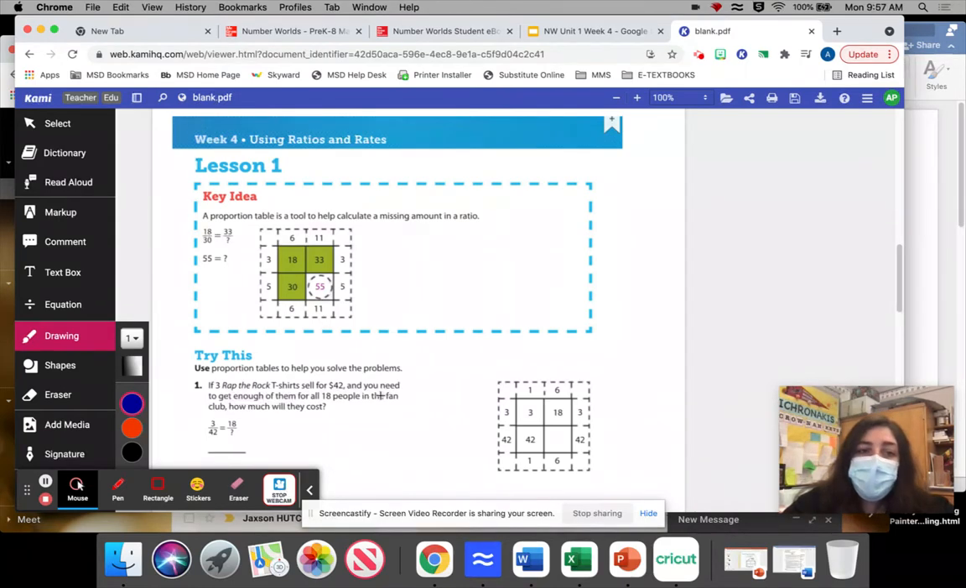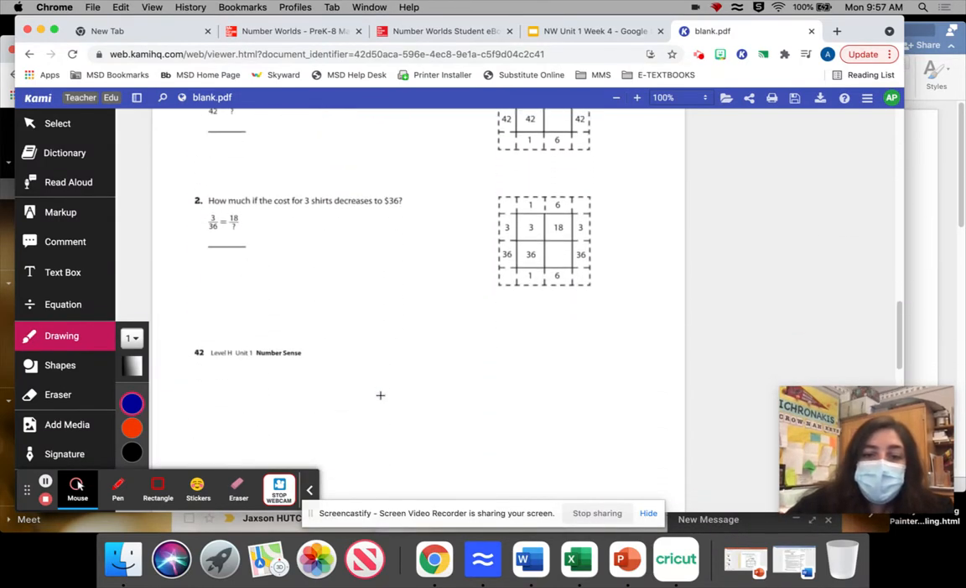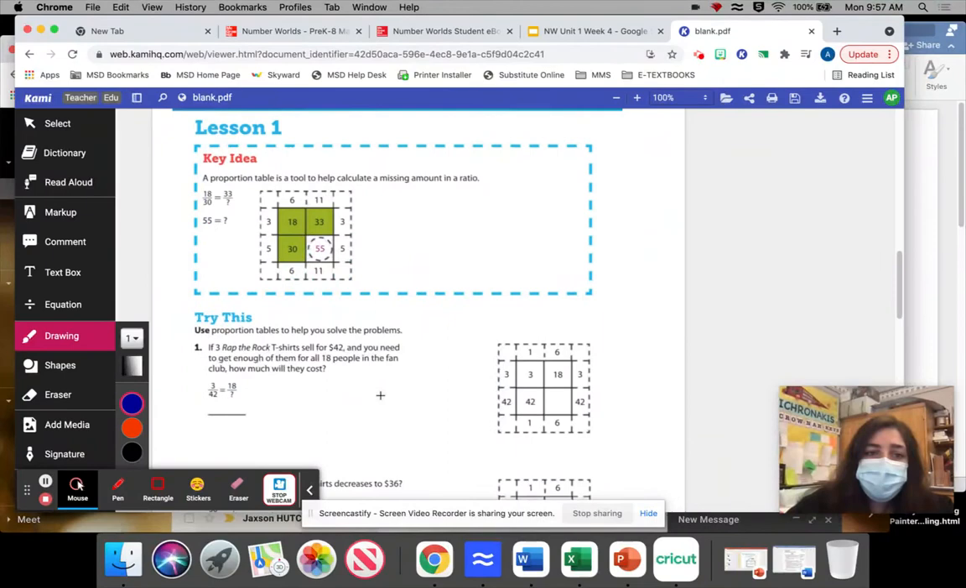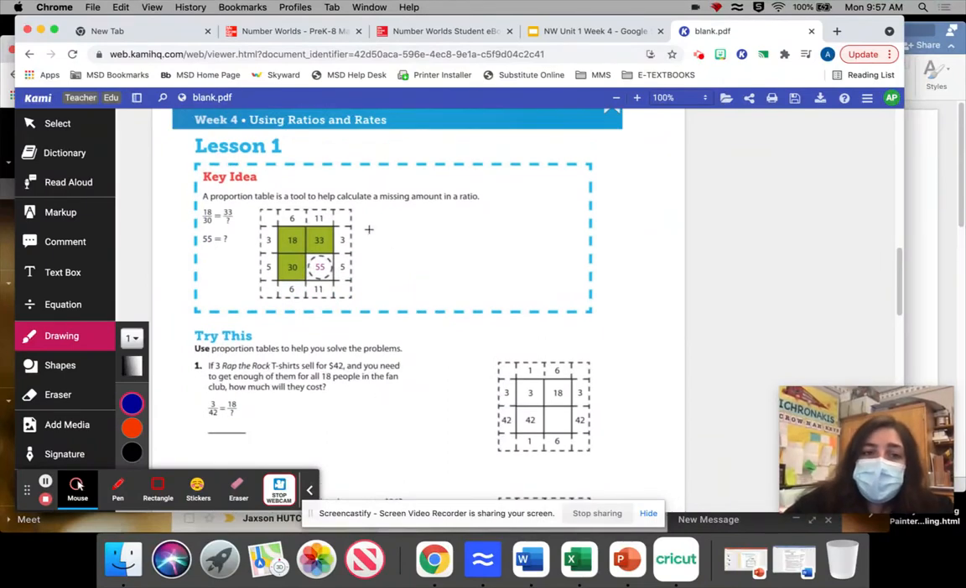All right, now week 4, lesson 1. So go ahead and turn to page 42. The key idea is to use a proportion table. It's going to help you to calculate missing ratios. So just like we were using cross multiplication when we had a ratio and we were missing part of it.